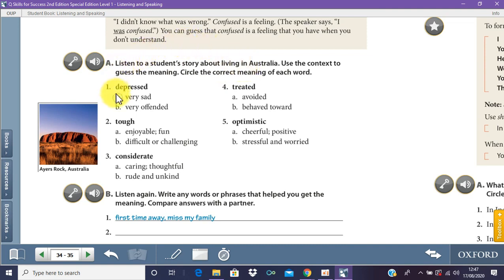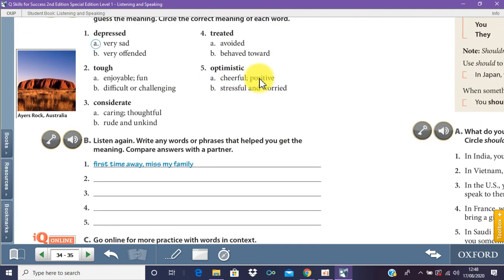So number 1, depressed. You don't have to listen to the audio on this one. You can just go through the answer yourself. Now, the word depressed means very sad. The word tough means difficult or challenging. Considerate means caring and thoughtful. Number 4 is treated, behave towards. And optimistic is someone cheerful or positive, okay?